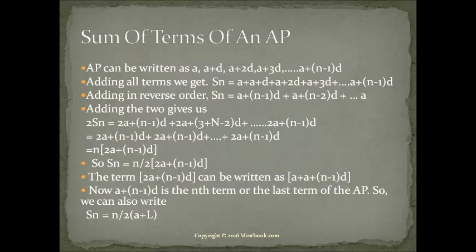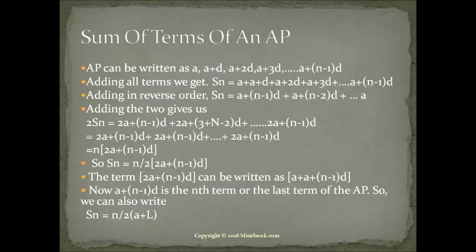Now adding all these terms, we will get the sum to n terms. The sum to n terms of an arithmetic progression is denoted by Sn. So we can write down Sn is equal to a plus a plus d plus a plus 2d plus a plus 3d up till a plus n minus 1 into d. Now if I write the same equation in the reverse order, we will get Sn is equal to a plus n minus 1 d plus a plus n minus 2 d up till a plus d plus a.